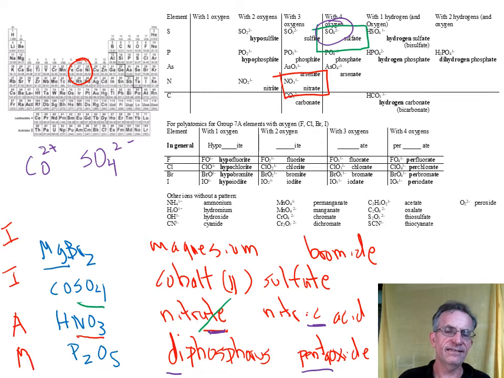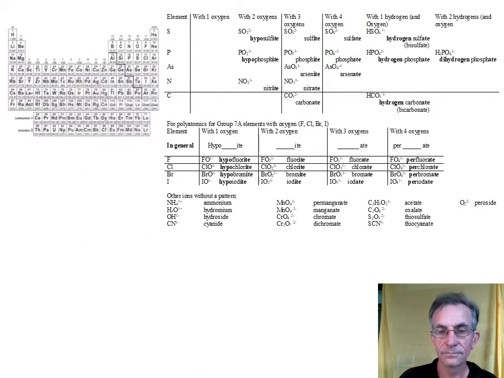Let's do a couple going the other way. If I give you the name, can you write the formula? Let's practice that and make sure we've got that figured out. Moving on to the next slide real quick. So for the last couple, we're going to go the other direction. I'm going to give you the name, and you're going to write the formula.